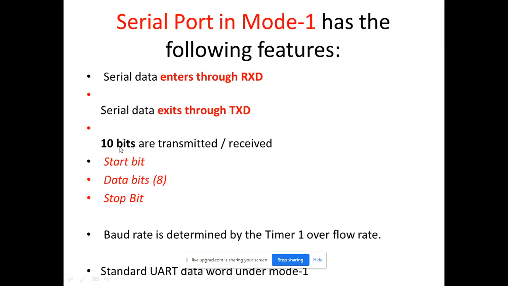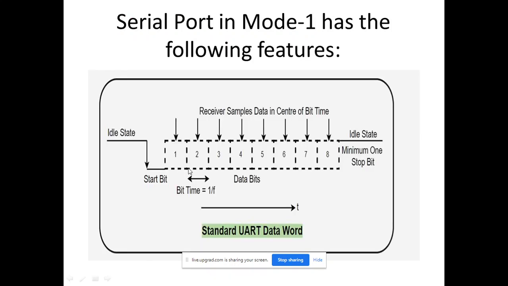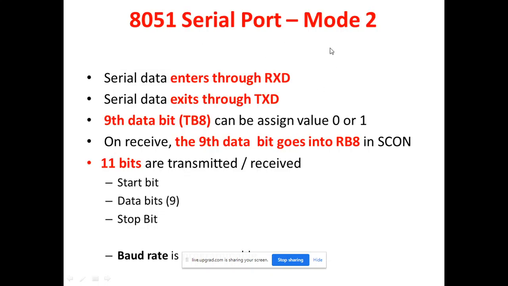Okay, and when all data is fully transmitted, the TI flag becomes 1, and when data is fully received, the RI flag becomes 1. Next, this is the frame structure for mode 1. Then the next one is mode 2. In mode 2, again, data is received through the RX pin and transmitted through the TX pin.